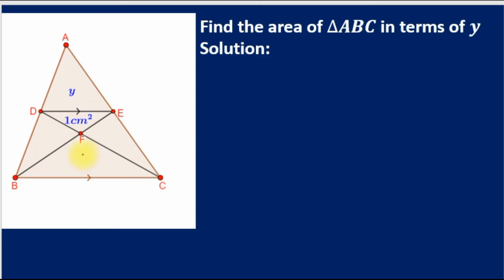DECB is a trapezium. So if we call the area here x, the area here is also x, as far as this is a trapezium. We've proved that in my previous video. And whatever is here must be the square root of the product of these. So this should be x squared.